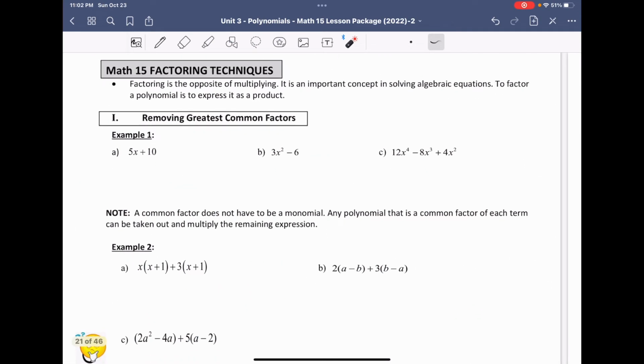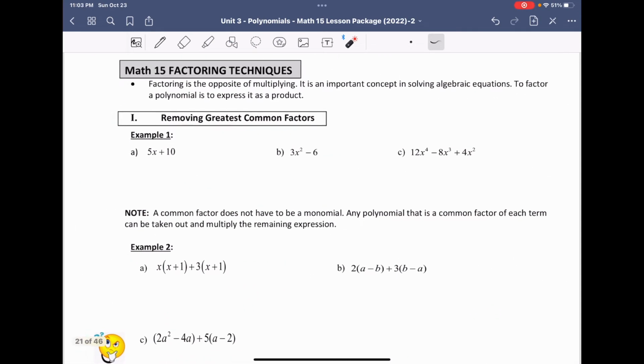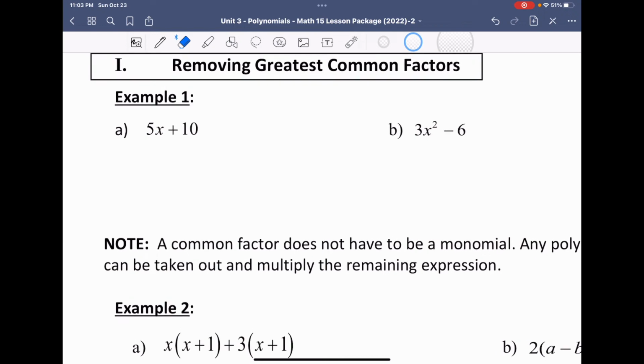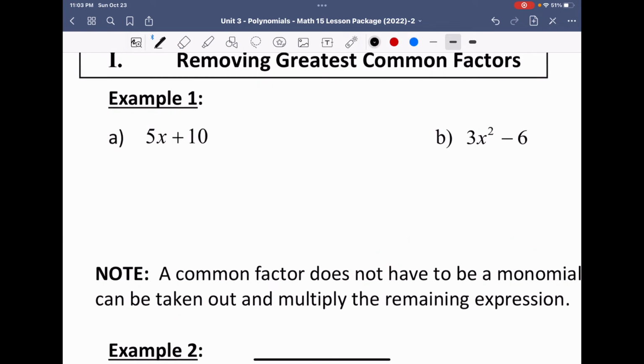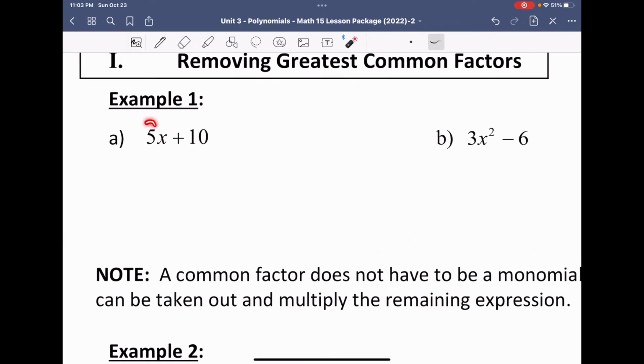Okay, so factoring techniques. Factoring is the opposite of multiplying. It is important to realize that we will be using this a lot going forward. When we factor, we're technically taking a number and removing it outside by dividing by that number. So let's take example 1 here and take a look at this. Well, what is the greatest common factor between 5 and 10? We would know that to be 5. So I can rewrite this as 5 times.